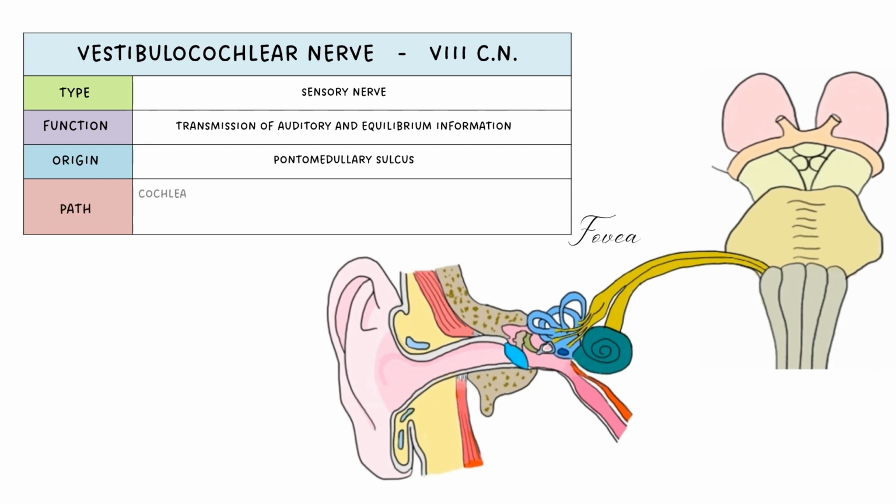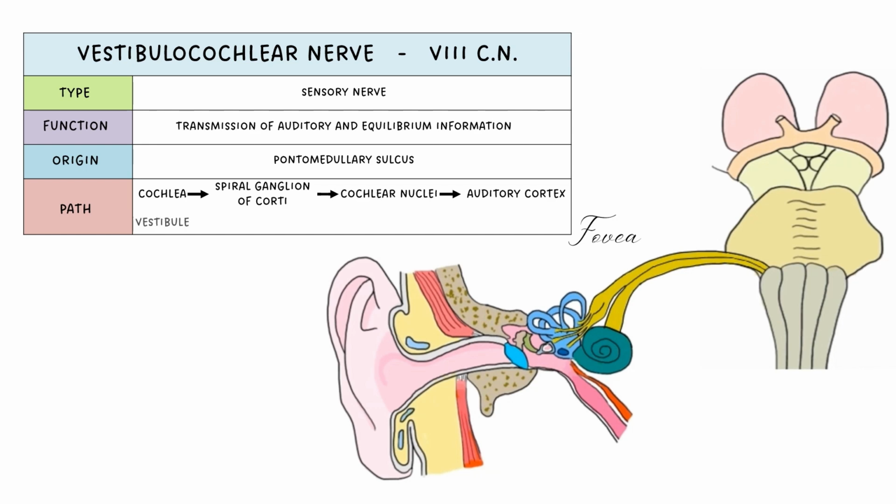The cochlear part carries sound impulses from the cochlea, within which a structure known as the spiral ganglion of Corti contains the cell bodies of auditory receptors, to the cochlear nuclei located between the pons and medulla, and finally to the primary auditory cortex in the temporal lobe.